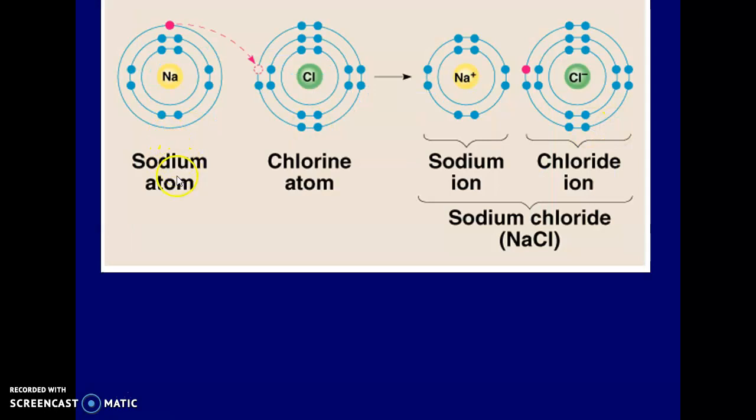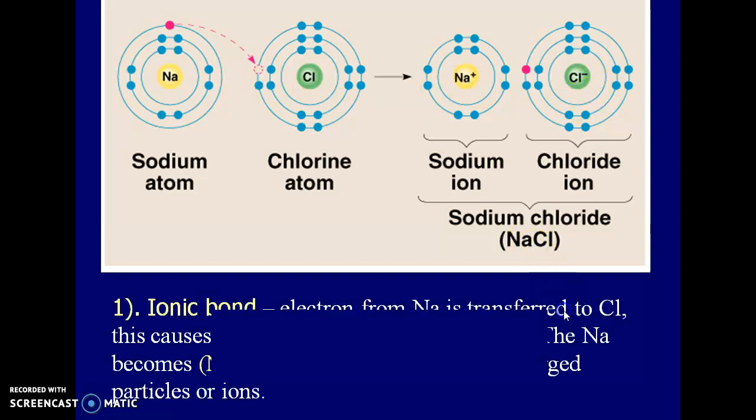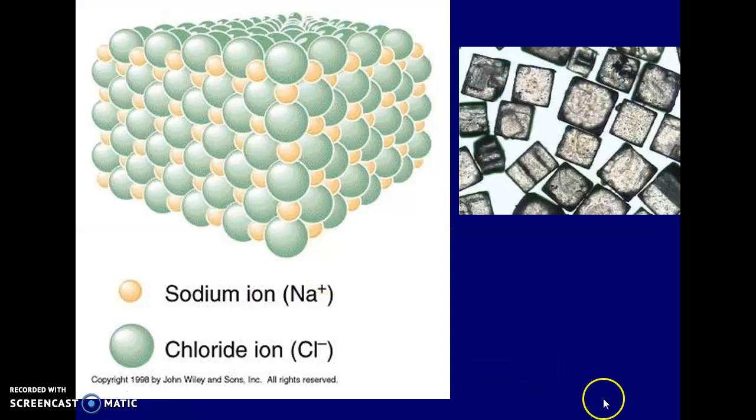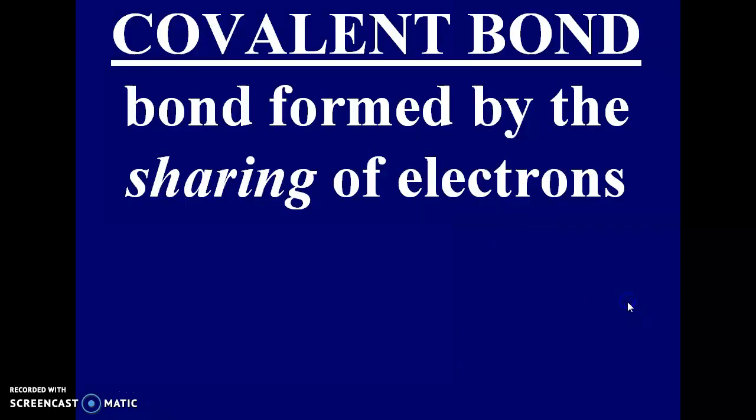Diagrammatically, we can also show that the sodium atom loses its electron to the chlorine atom, and after that sodium acquires a positive charge and chlorine acquires a negative charge, and the formation of NaCl takes place. So an ionic bond is nothing but the transfer of an electron from sodium to chlorine due to charge balancing. This is the structure of NaCl. If you observe NaCl closely, it looks like a cube-like structure, like sugar.